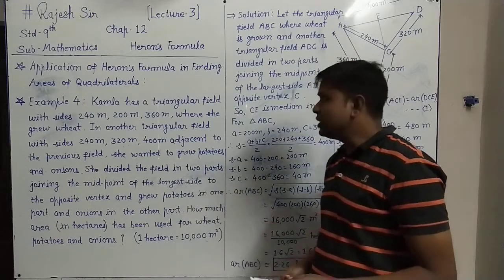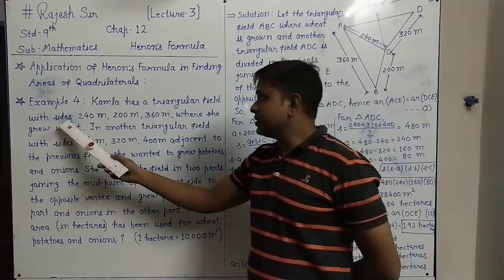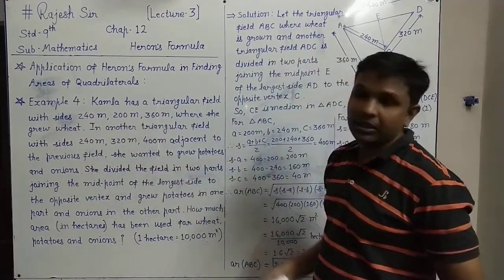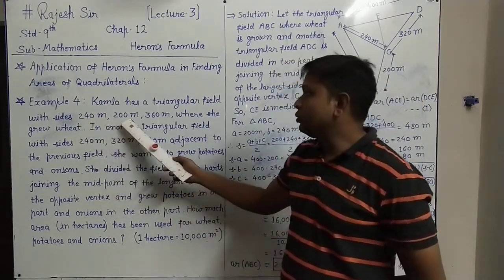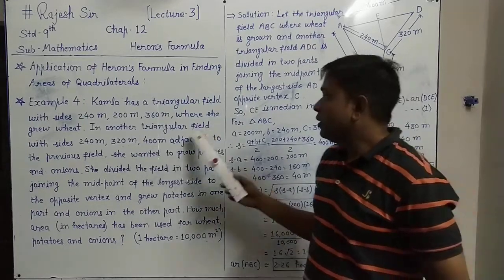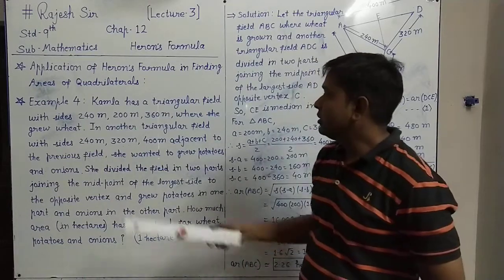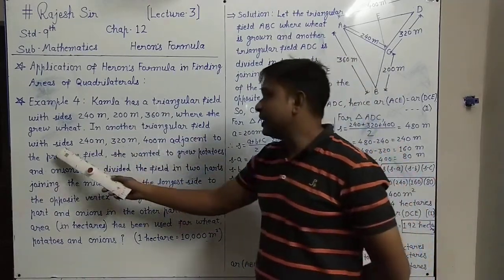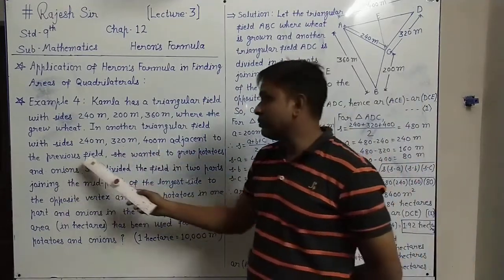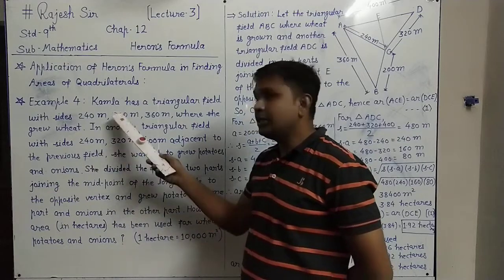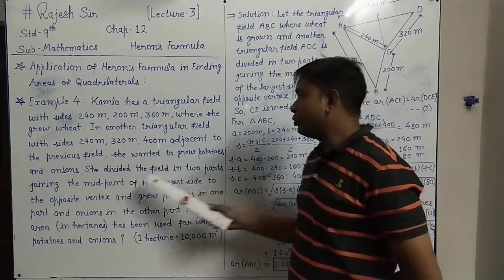So the first example, example 4, is here. Kamala has a triangular field with sides 240 meter, 200 meter and 360 meter, where she grew wheat. In another triangular field with sides 240 meter, 320 meter and 400 meter, adjacent to the previous field, she wanted to grow potatoes and onions.